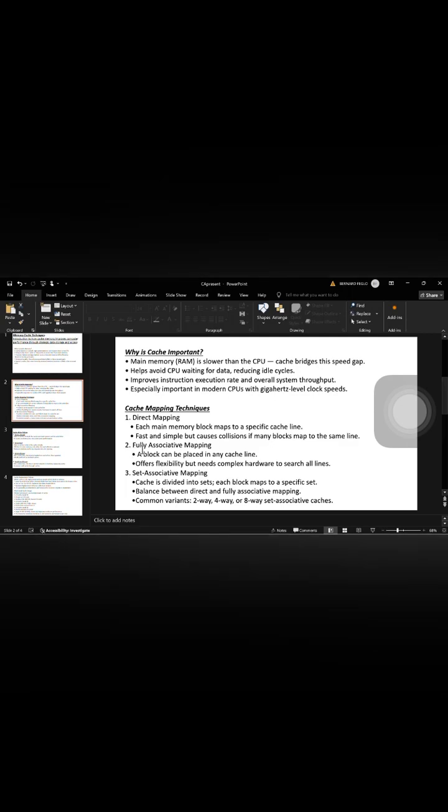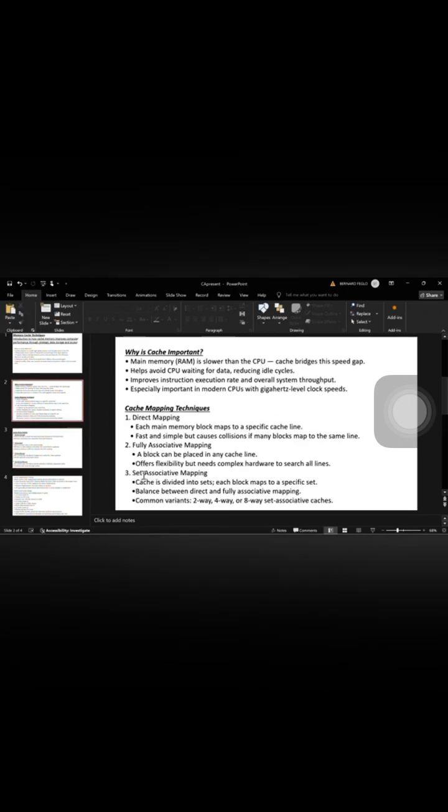And secondly, we have the fully associative mapping, and in this one a block can be placed in any cache line. It offers flexibility but needs complex hardware to search all lines. So it is flexible, there is no conflict, but it needs complex searching to find the right block. That's basically what it means.